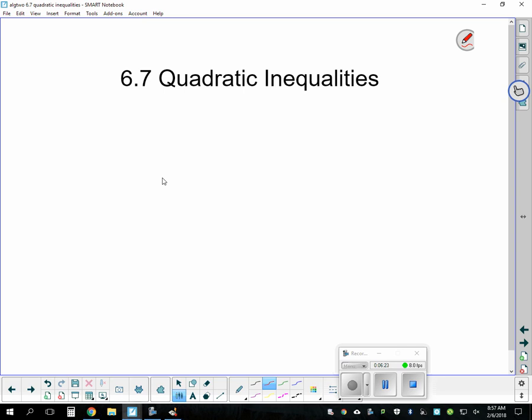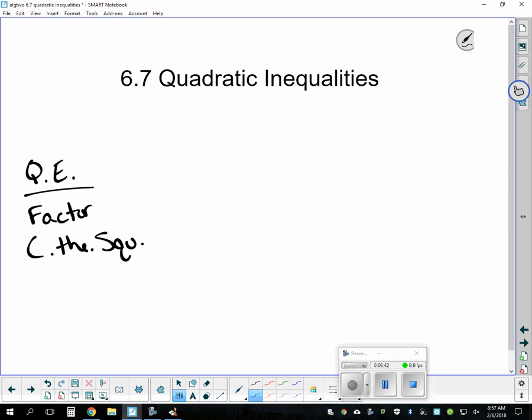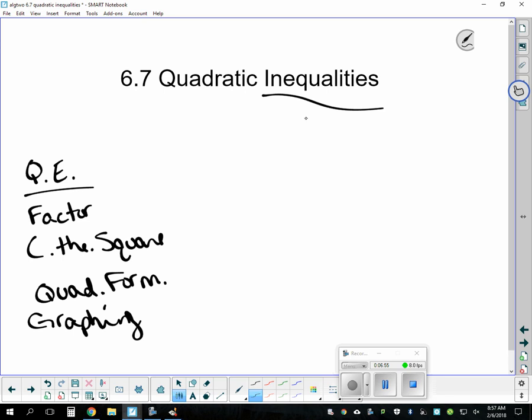Okay, so everything we worked with so far in this chapter have been quadratic equations. When we're talking about quadratic equations, what ways did we learn to solve them? Factoring, completing the square, quadratic formula, and graphing. When we do quadratic inequalities, we will only do them one way. Any guesses? Graphing.